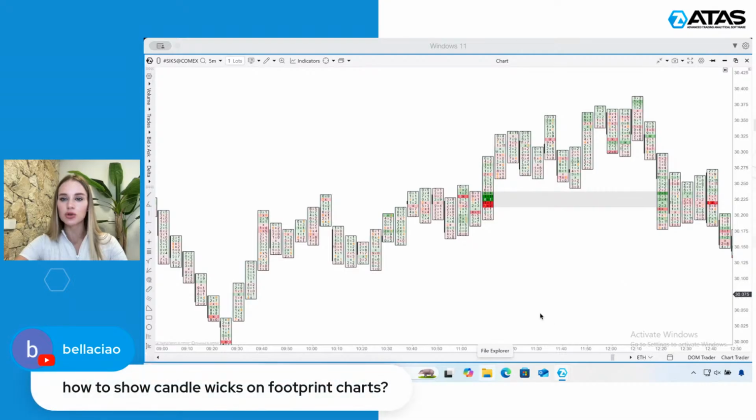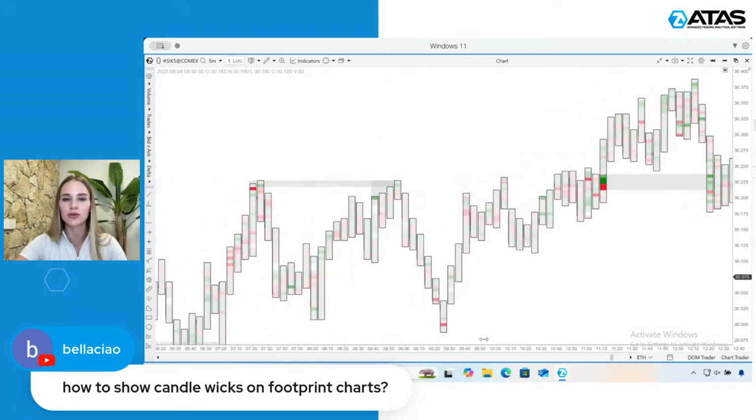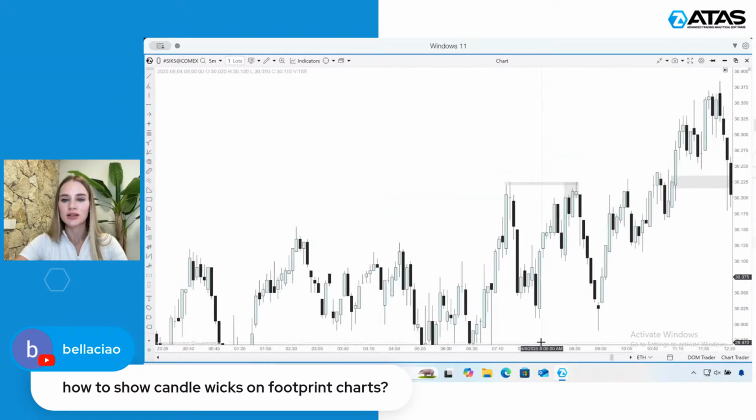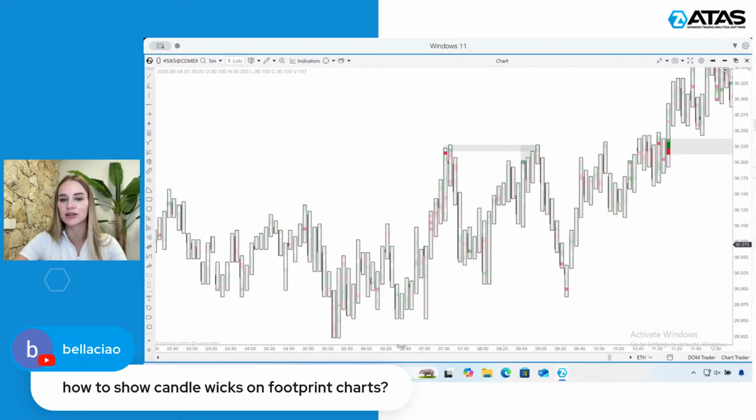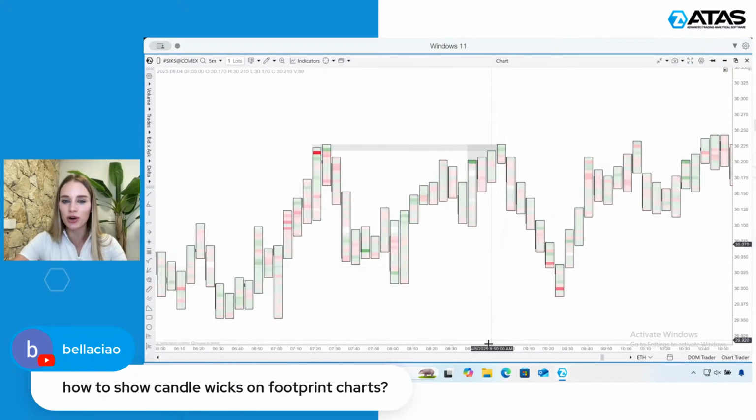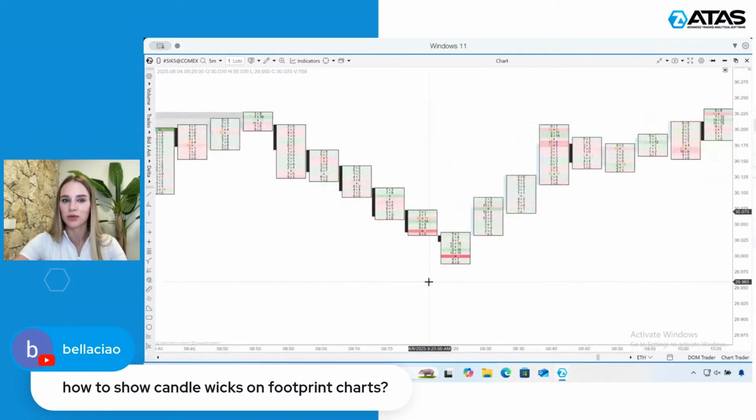There is a question: how to show candle wicks on footprint charts? Well, that's fairly simple. If you zoom out, you can see the wicks here. The wicks are not going anywhere. The wicks are essentially the high and low, how far the price dropped and how far the price went up during the candle formation. But on the footprint charts, that's going to be exactly the same, right?